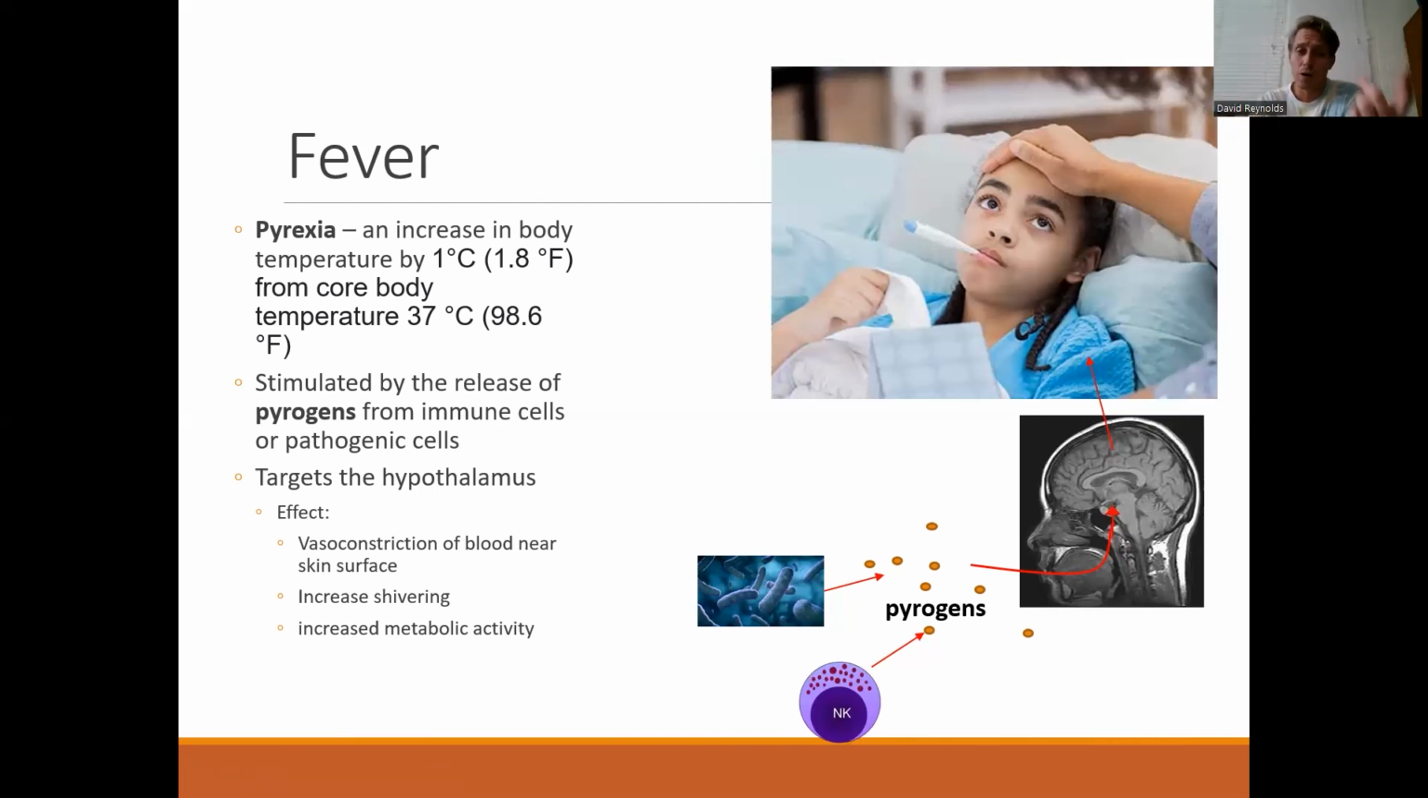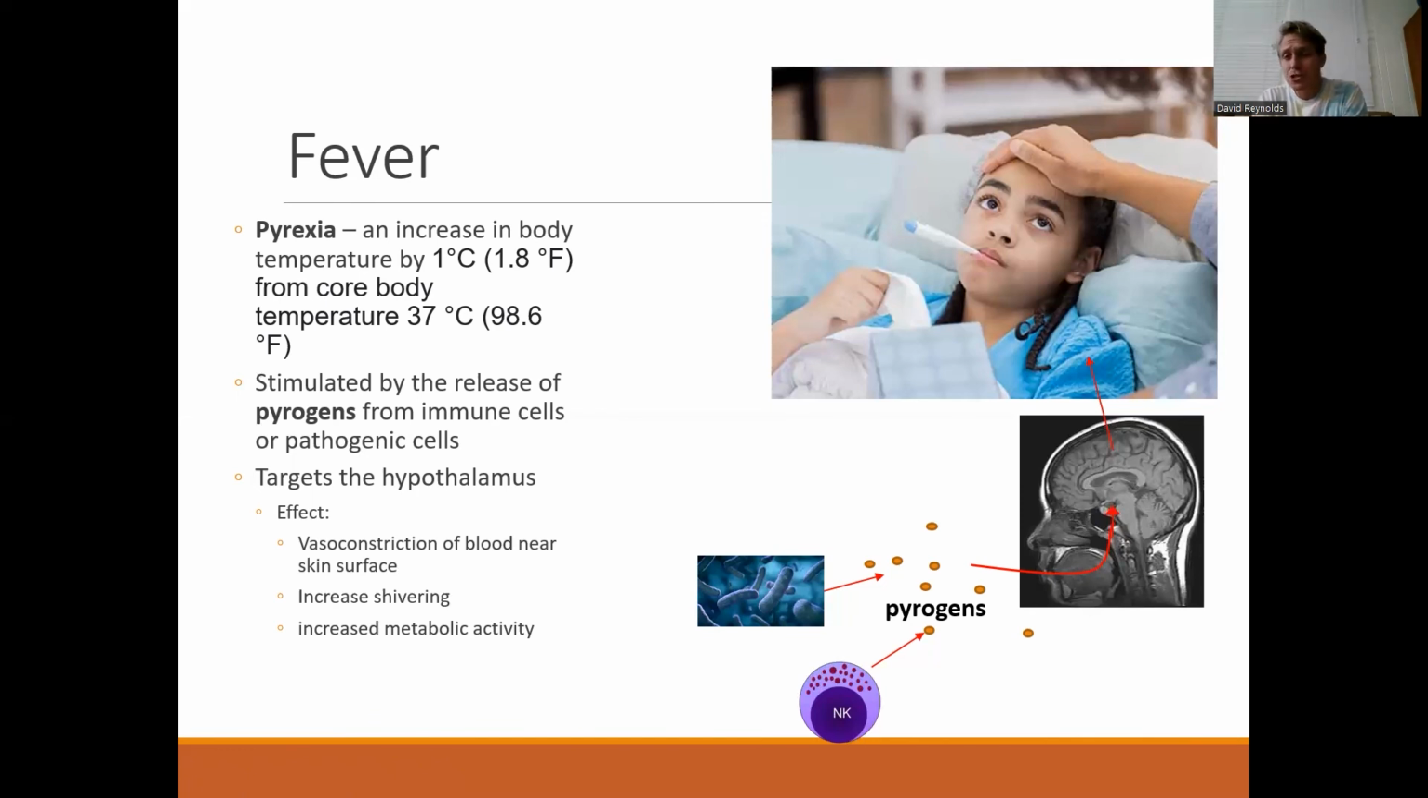One of the things it does is constrict a lot of the blood vessels that are near the surface of your skin. By having blood not so close to the surface, we're preventing the loss of heat from the surface of our skin. So we're kind of just tightening the core of where our temperature is going to be, which means the heat's not towards the surface and not being lost to the external environment.